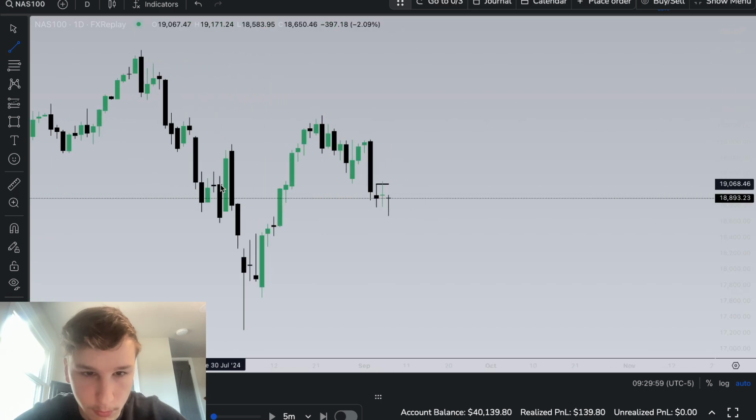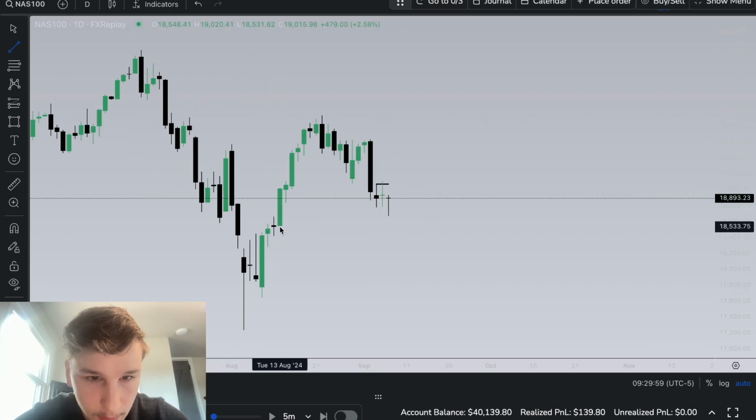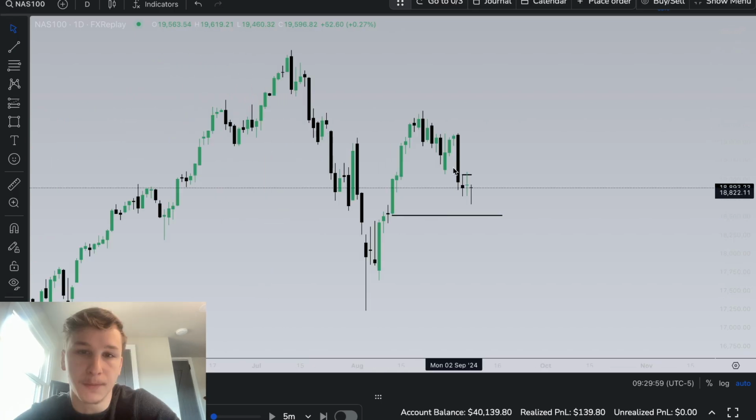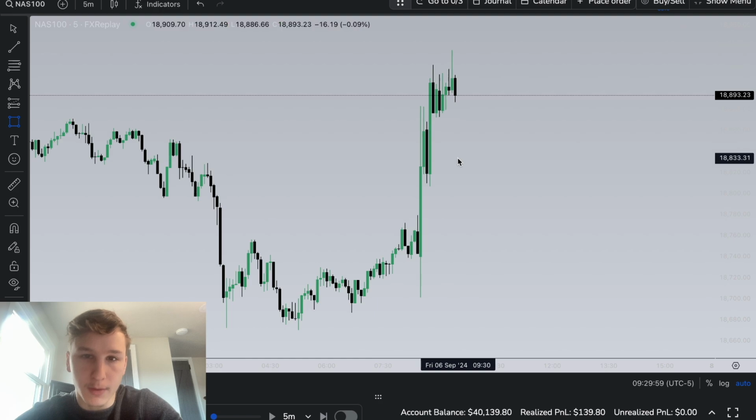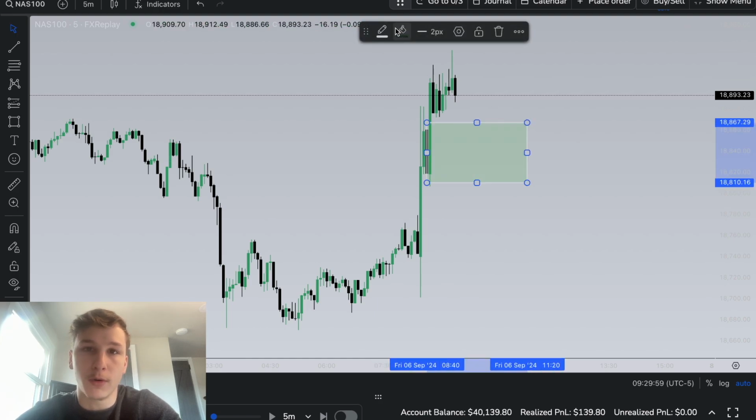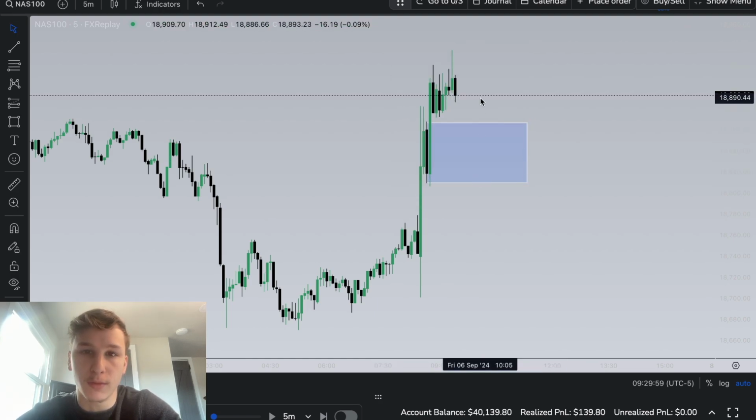Next potential draw would be right here below this August 13th daily low. This would be the next thing I'll look for price to draw down into. Okay, so 5-minute chart. Immediately we're going to be looking at this down close candle being broken. If we were on a live stream, of course, we'd be looking to see if this can be broken.